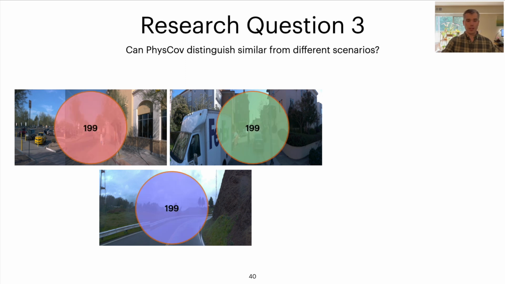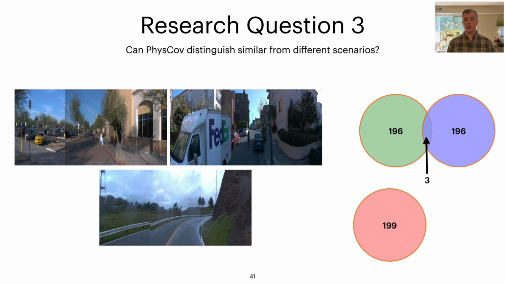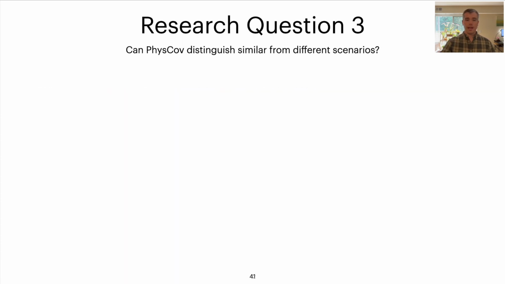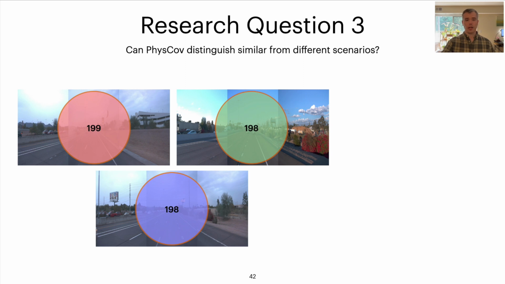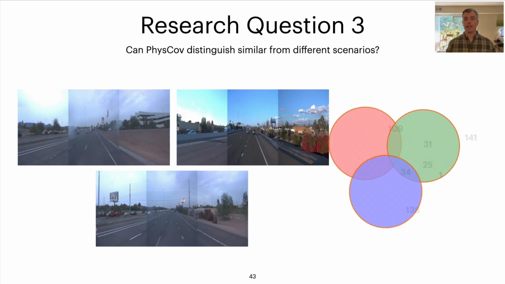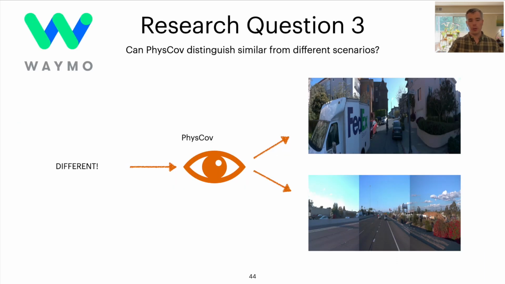We computed the RS vectors for each of them, and when we compare them, we find that there's very little overlap between the two. This indicates that PhysCov is able to distinguish that these are different scenarios. At the same time, if we pick 3 very similar scenarios and again compute the RS vectors and compare them, we find that there's much more overlap, indicating that PhysCov is also able to distinguish that these are similar scenarios. But this works both ways.